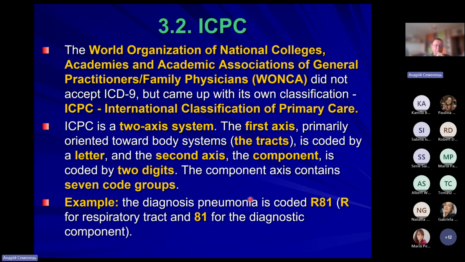ICPC had been produced by the Organization of National Colleges, academics, in general practice, family physicians, represented by two axes. The first axis, as already spoken, is orientation to body system tracts, coded by a letter, and the second axis is coded by 2 digits and contains 7 code groups. Here is given an example, pneumonia, and how it could be encoded: respiratory tract and diagnostic component.